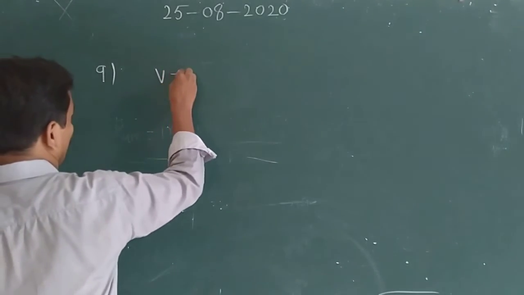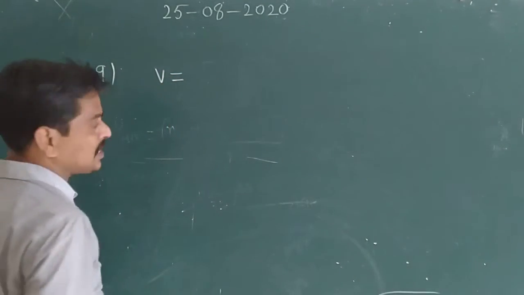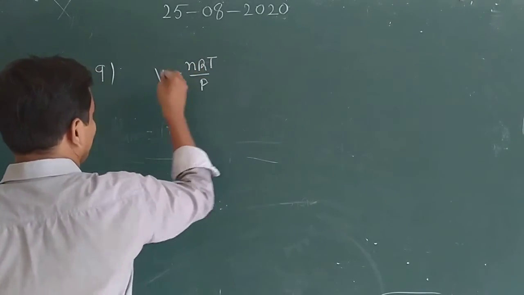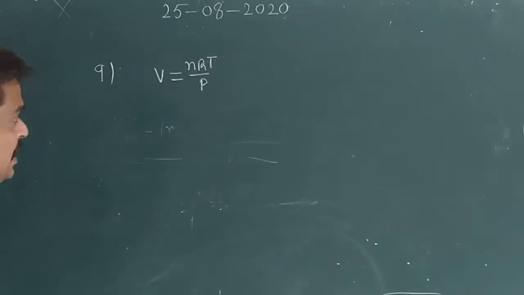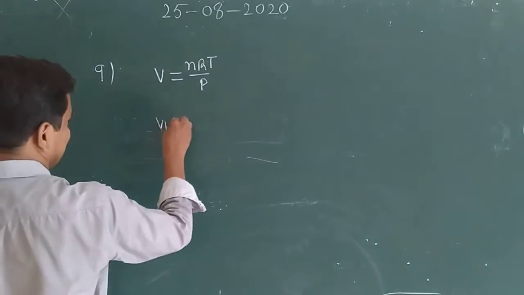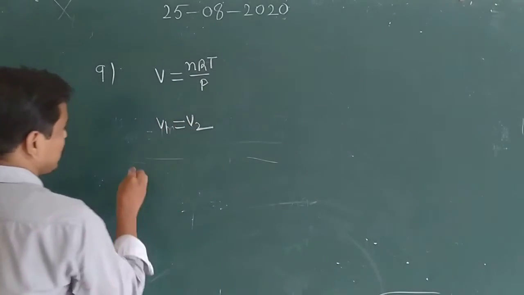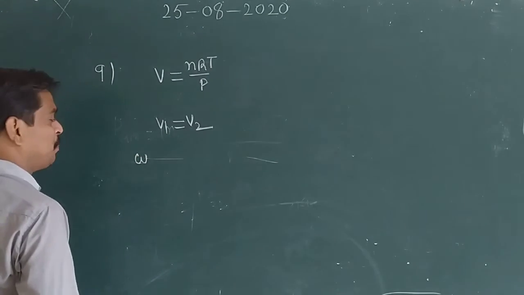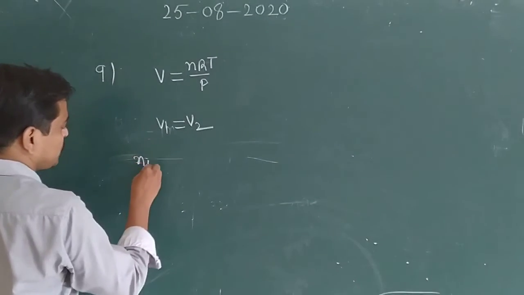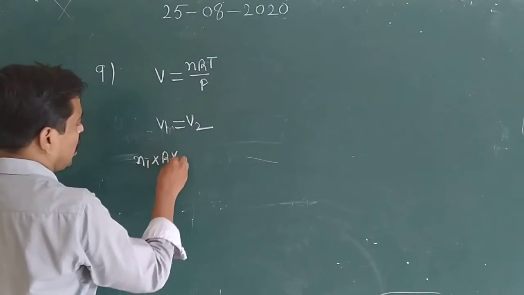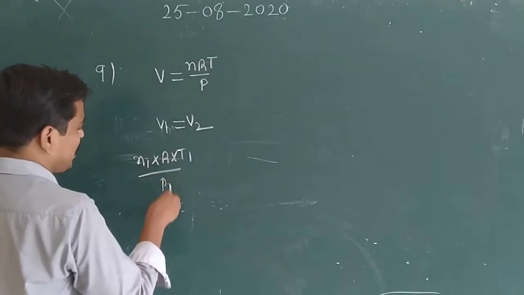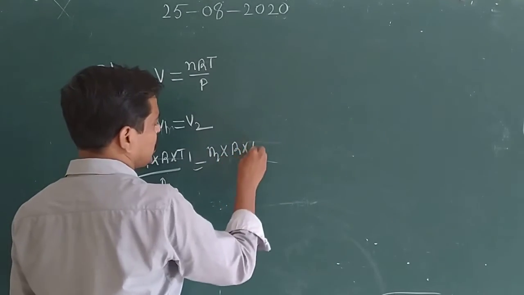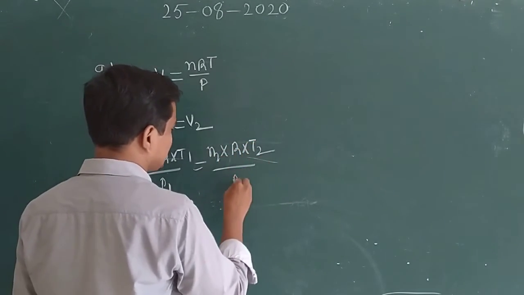So which volume formula, students? PV is equal to nRT, so V is equal to nRT by P. For two gases, the volume remains the same. So as per that data, V1 is equal to V2. That means n1RT1 by P1 is equal to n2RT2 by P2, students.